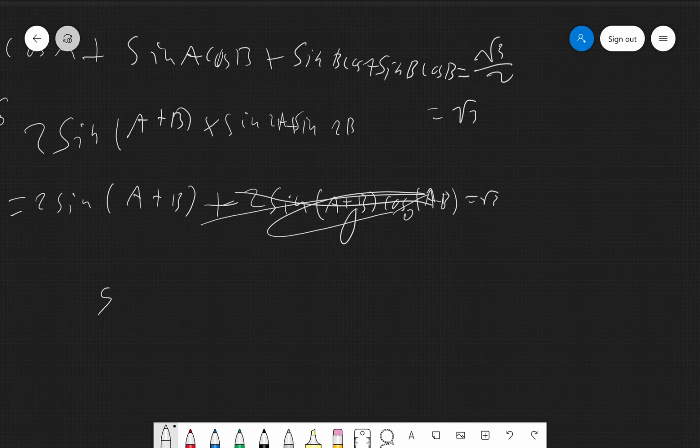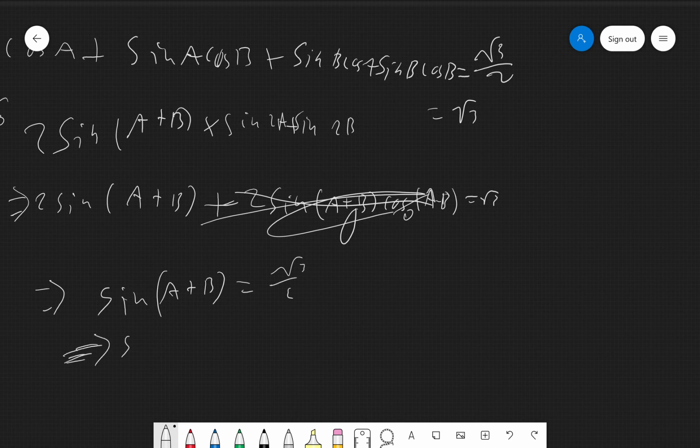So that means the sine of A plus B equals root 3 over 2, which means that A plus B, oh, by the way, I'm trying to look for A plus B. So A plus B is equal to 60 degrees. Oh yes, so beautiful.